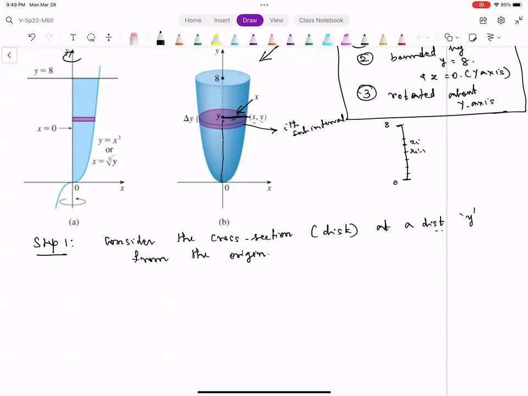We saw in the earlier problem a distance x from the origin because it was rotated about the x-axis. Now this is rotated about the y-axis, so we consider a rotation vertically. So at a distance y from the origin, if you take a point (x, y) to lie on the circumference of the circle or the disk, then the horizontal distance x would be the radius of the disk.